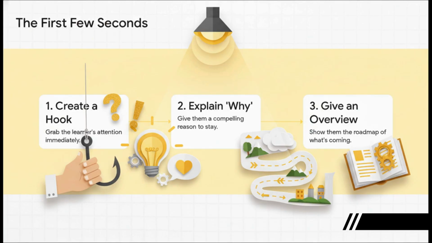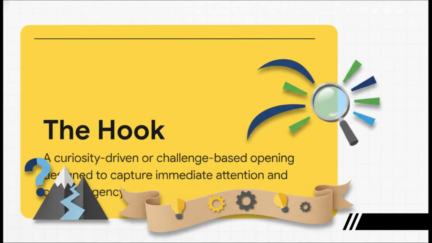That's why our blueprint starts with this powerful 1-2-3 punch. First, you hook them. Second, you tell them exactly why this matters to them. And third, you give them a clear, simple roadmap of where you're about to go. A great hook isn't just a friendly hello. No, it's a strategic move. It's designed to spark instant curiosity or tap into a problem that your learner is actively trying to solve. It has to immediately answer that silent question that's in every student's head. Why should I care? Why is this worth my time?